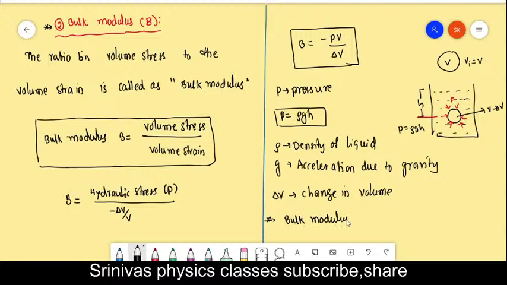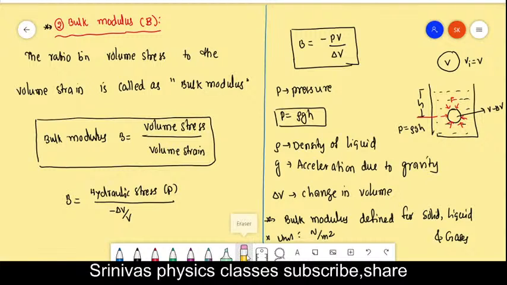Okay, this bulk modulus is defined for solid, liquid, and gases also. This is about bulk modulus. What is its unit? Any modulus has the same unit, that is stress by strain. Stress unit is Newton per meter square, force by area. Strain does not have any unit. This is about bulk modulus.